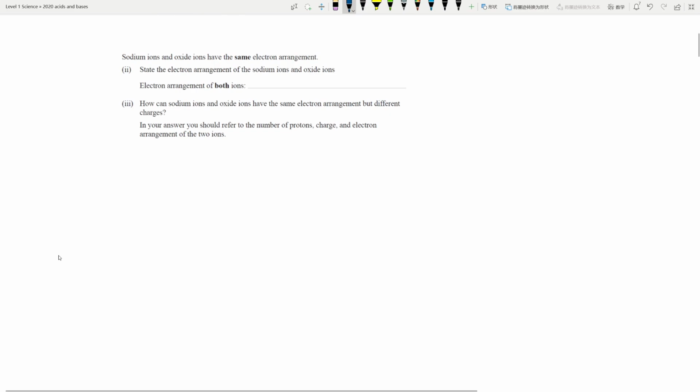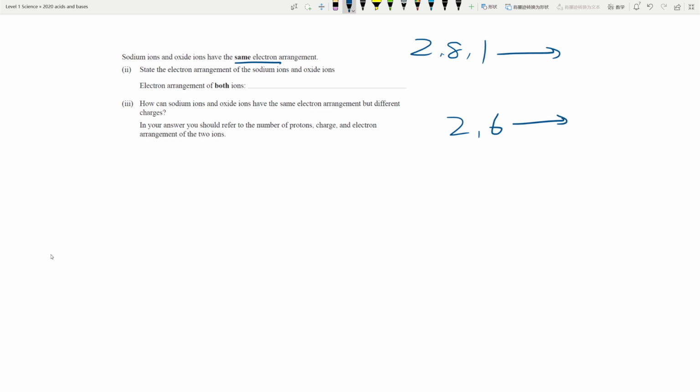Next one: sodium ions and oxide ions have the same electron arrangement. One is 2, 8, 1 and one is 2, 6. This is a question I always ask my students: when you're sitting on 2, 8, 1, why do atoms become ions? They want to have a full outer electron shell. This is a key phrase you need to remember. I don't think they asked it this year, but you want a full outer electron shell to become stable.